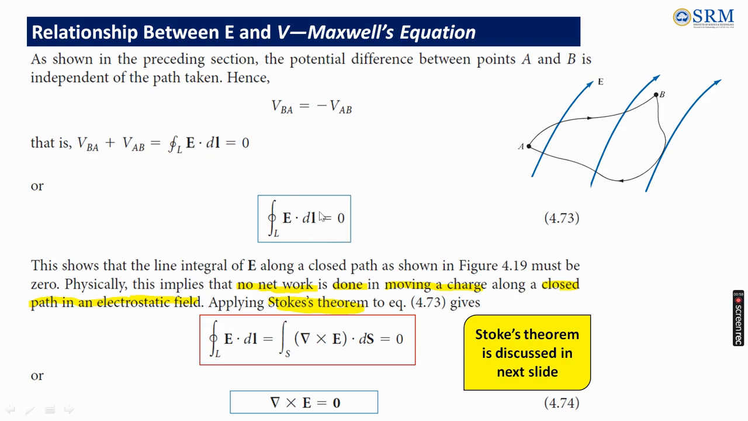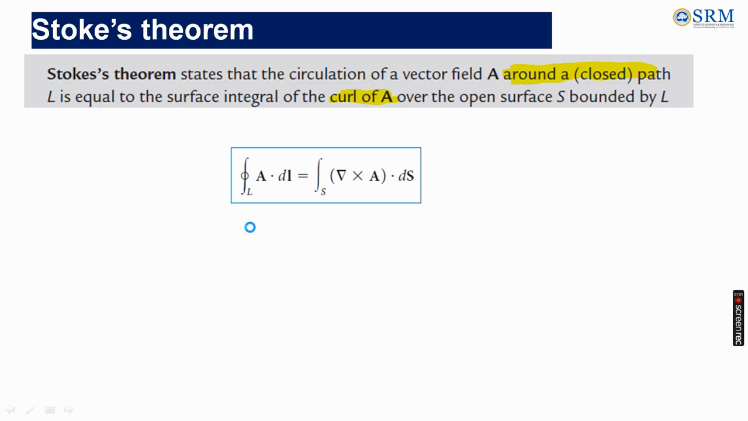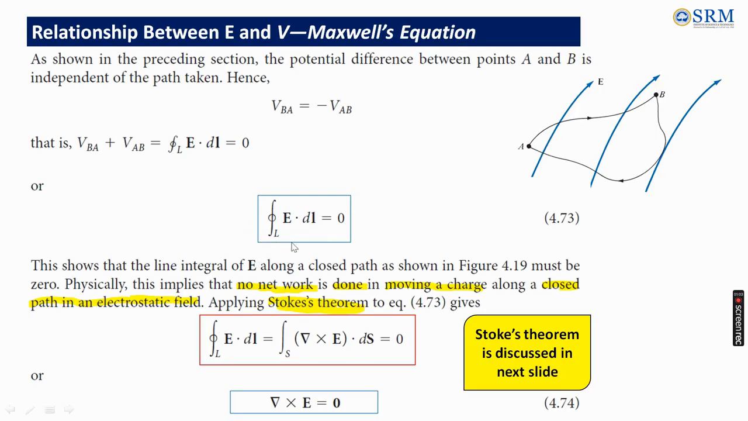What is the inference here? The line integral of E along the closed path is going to be 0. Why is the line integral 0? Because there is no net work done in moving a charge along a closed path in the presence of an electrostatic field. Since there is no net work done, it is going to be 0. And now we are going to apply the Stokes theorem, whereby we will arrive at the Maxwell second equation.